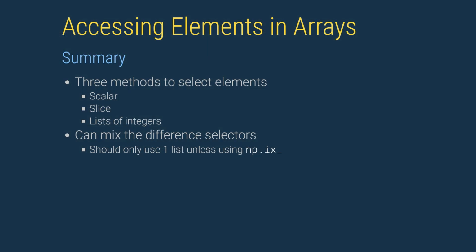We have seen there are three methods that can be used to select from an array: scalar integers, slices, or lists of integers. These can be freely mixed to select in more than one dimension, except when using multiple lists, in which case ix is required.